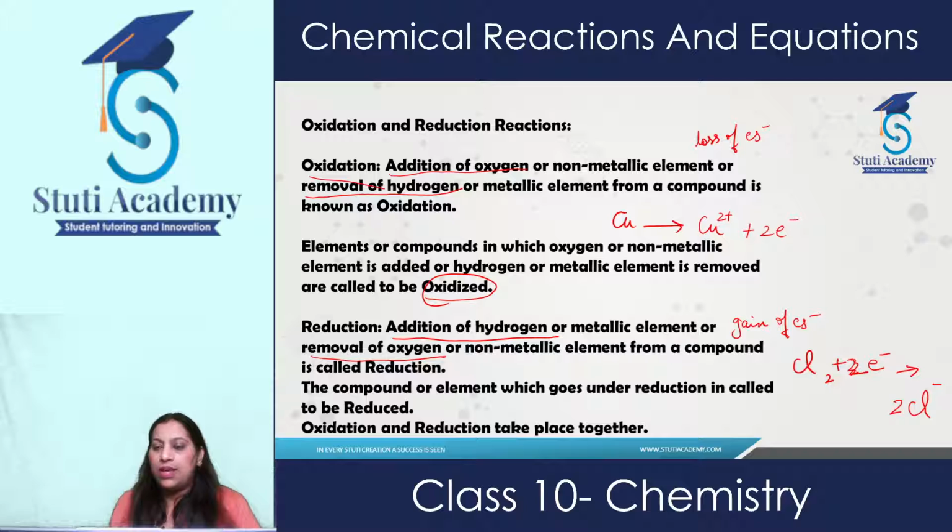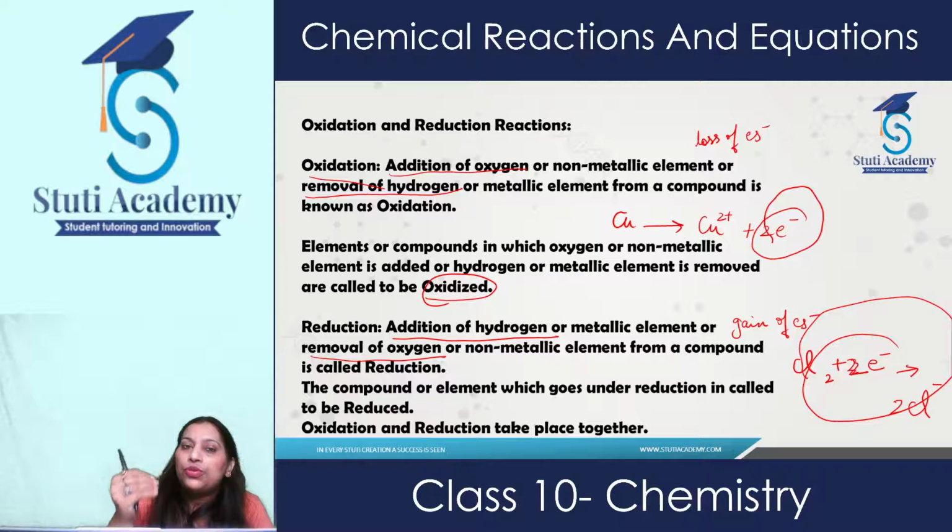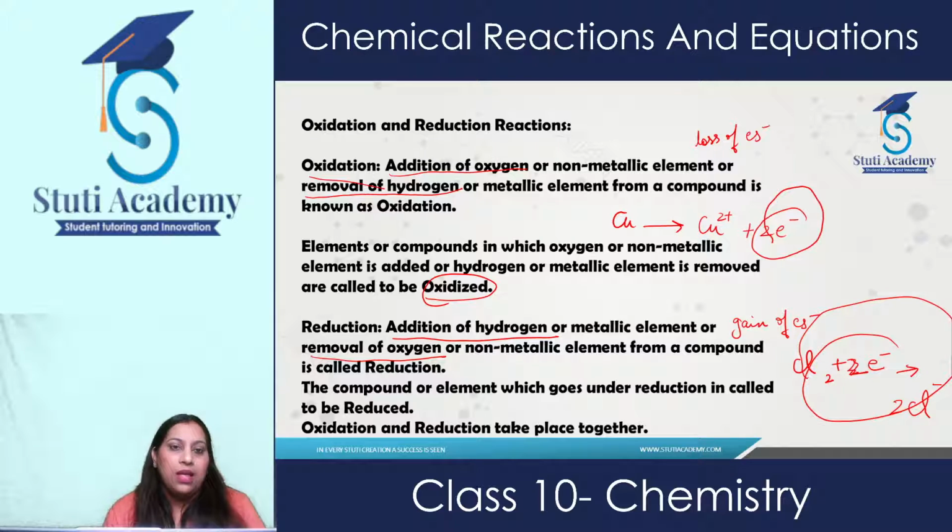Here you can see 2 electrons are gained by this chlorine, and here 2 electrons are lost by copper. So this is the difference between these two types of reactions, oxidation and reduction reaction. And they are both opposite to each other.